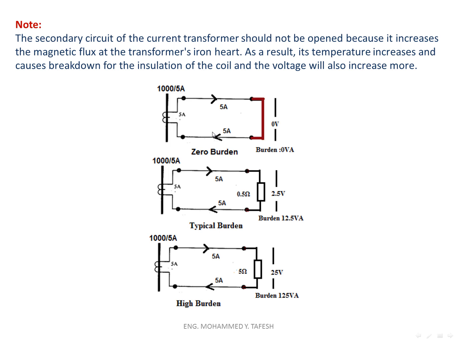The first one, the CT is shorted here. This is 0 voltage and called zero burden. The second state, when you connect a load with a half resistance with the CT, this is a small value, so it's called typical burden. And if you connect a very big resistance or load with a CT, it's called high burden.